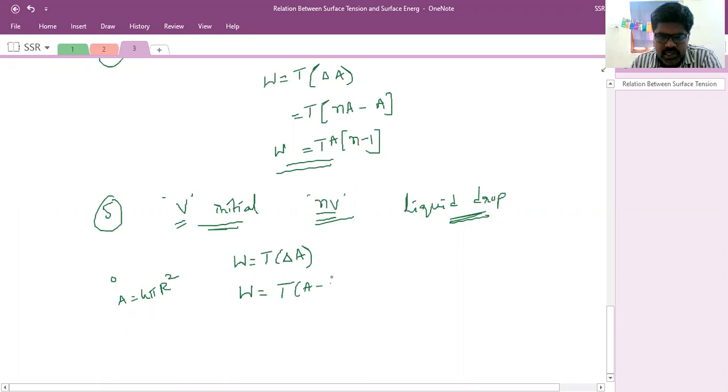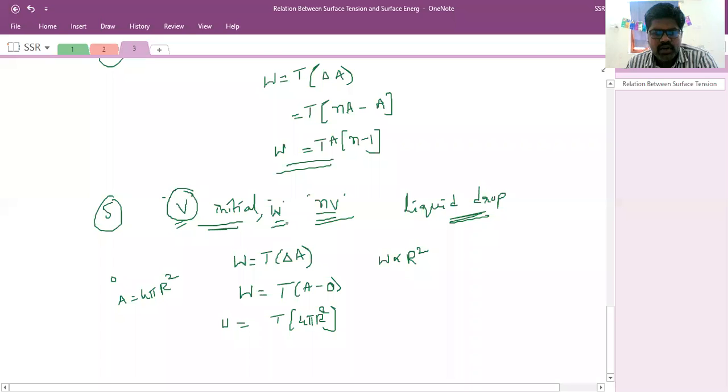Then A minus 0, initial area 0 to final area A, so T into 4 pi R square. This is the work done initially, 0 to A. That means your work done is directly proportional to R square, the square of the radius. Suppose the work done to form the initial volume V is W. Then to increase the volume to N times of V, what is the additional work required?